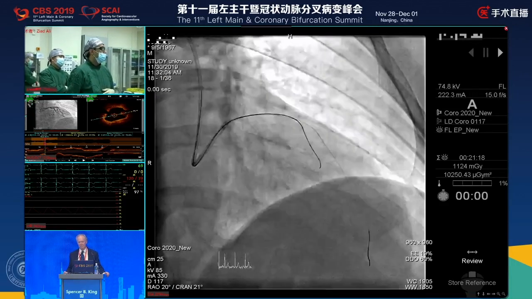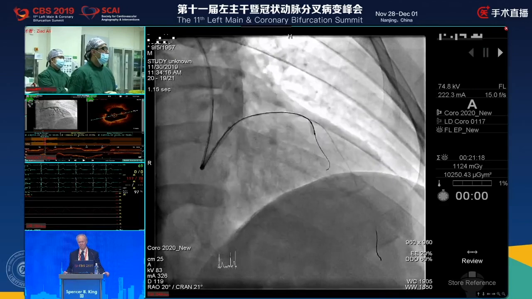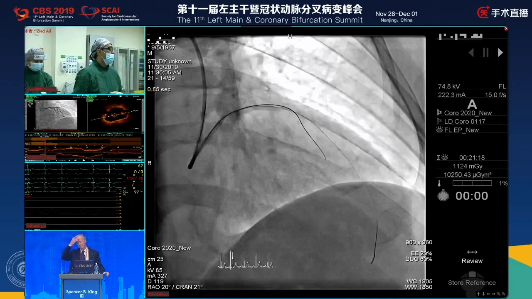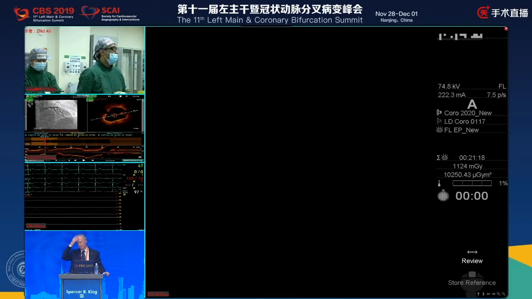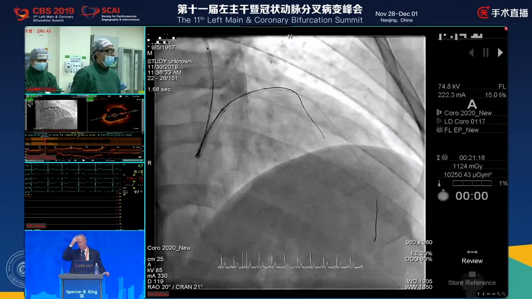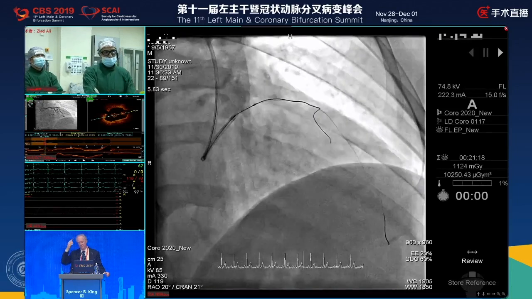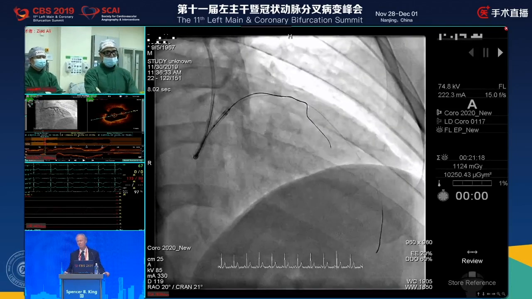So there's not a lot of improvement there. This is a 2.0 balloon staying away from the LAD. And that's basically where we are. We decided, I mean, we're obviously not going to stent this. The target lesion failure of a calcific protruding nodule is very high.